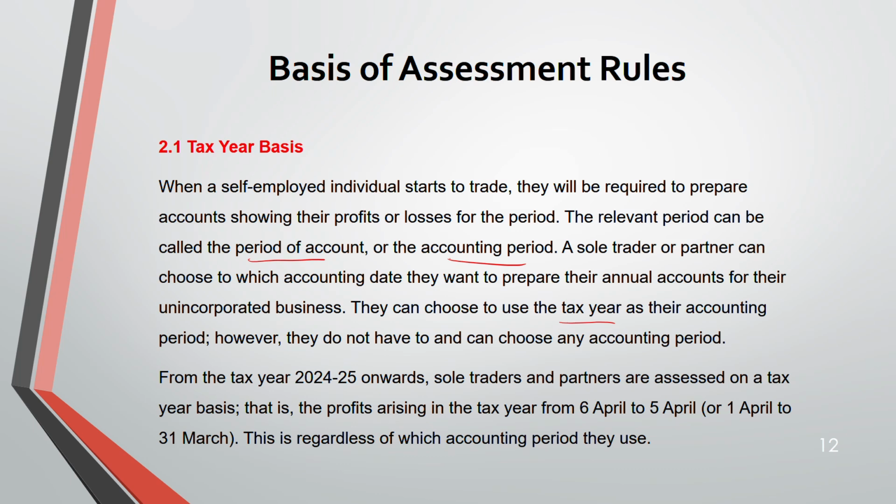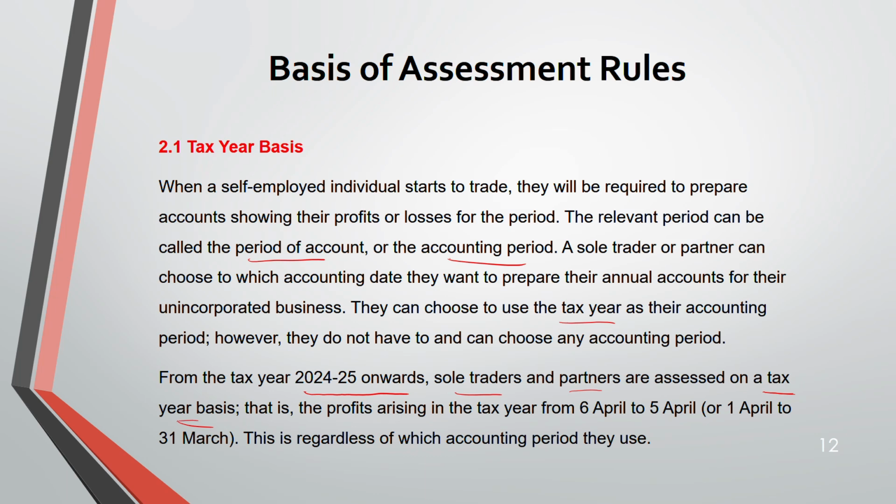But from the tax year 24-25 onwards, which is the tax year that you are going to follow for your upcoming exam, both sole traders and partners are assessed on a tax year basis. Earlier, this was not there. Earlier, you had to apportion profit. Then there were rules, overlap profit. Now that overlap profit is wiped out because you will be charged on a tax year basis.